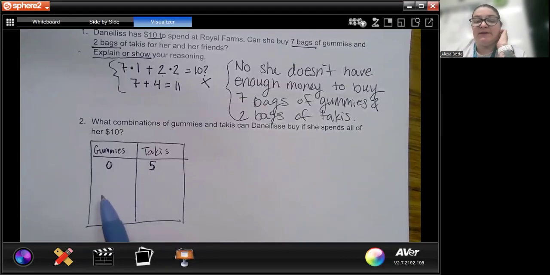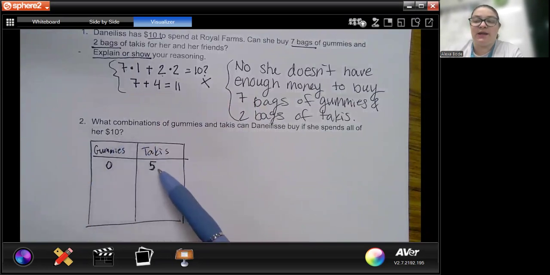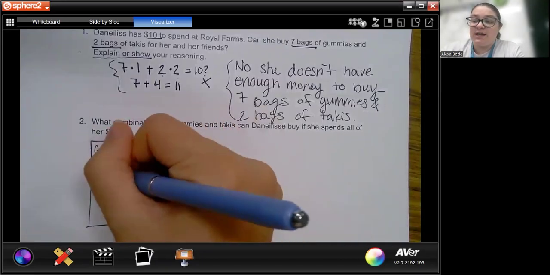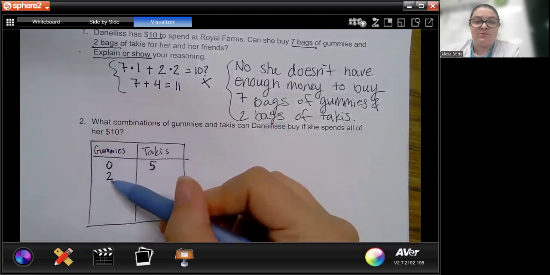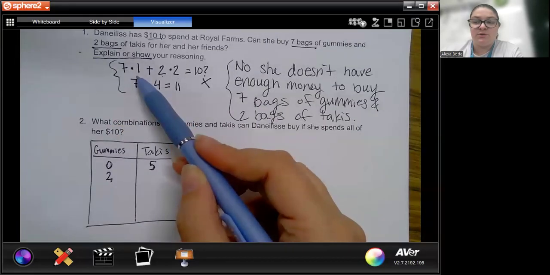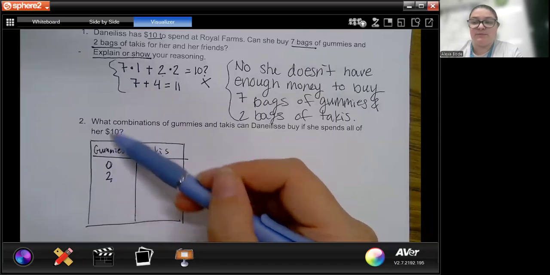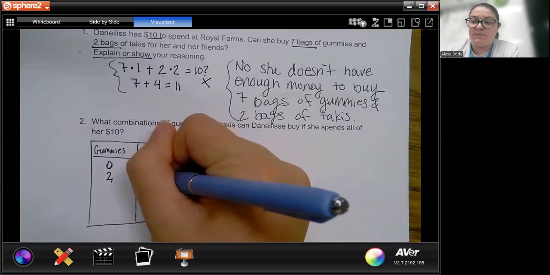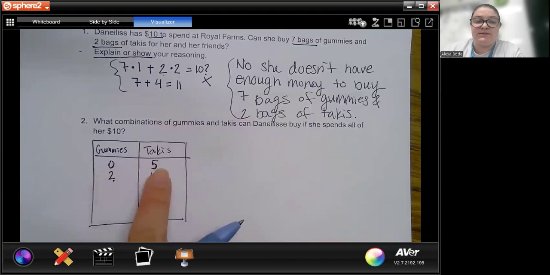If she did 1 bag of gummies for $1 each, that would leave her with $9 left. She cannot get an even amount of Takis that will give us exactly $10. But she can do 2 bags of gummies. So 2 bags of gummies times $1 each would give us $2. She would be left with $8 from the original 10. So she can buy 4 bags of Takis. So notice, the price that 2 bags of gummies and 4 bags of Takis would equal would be 10.